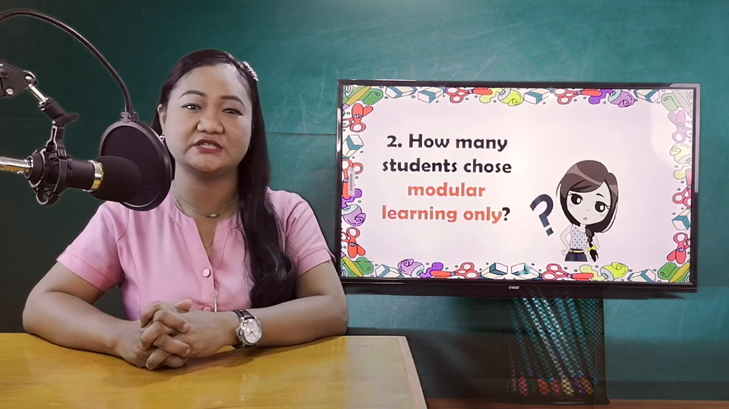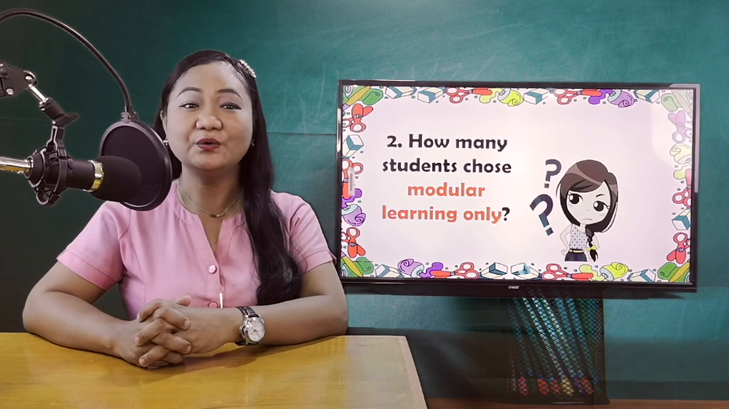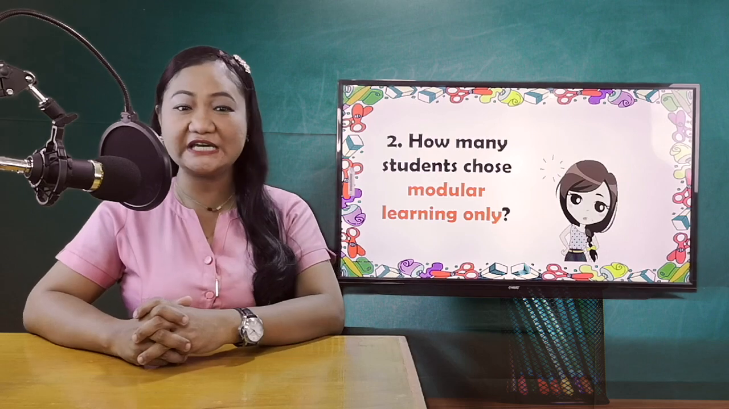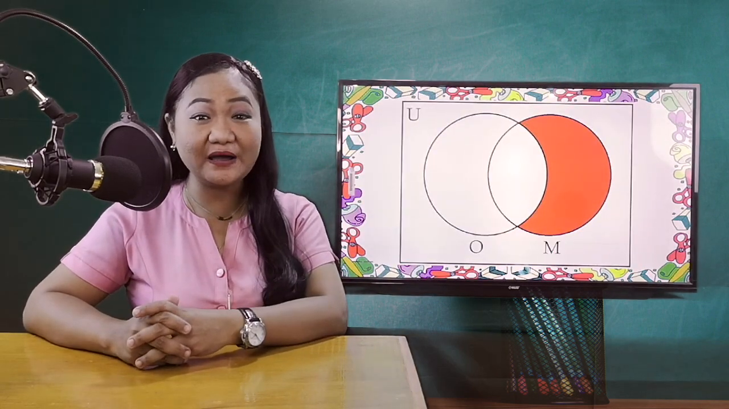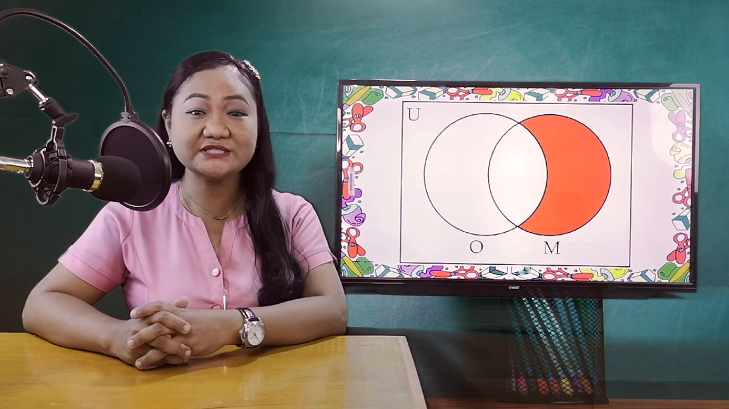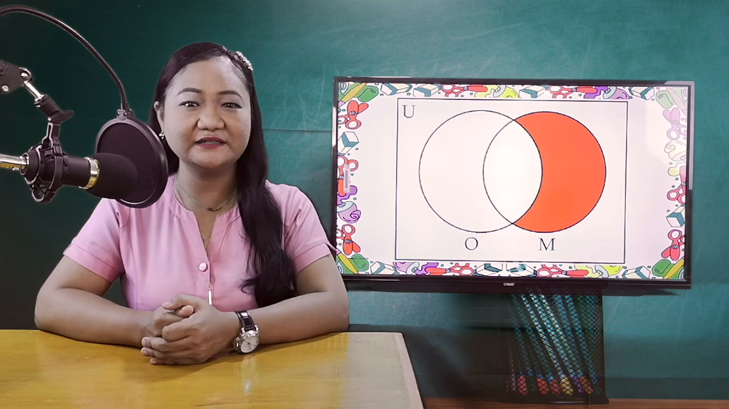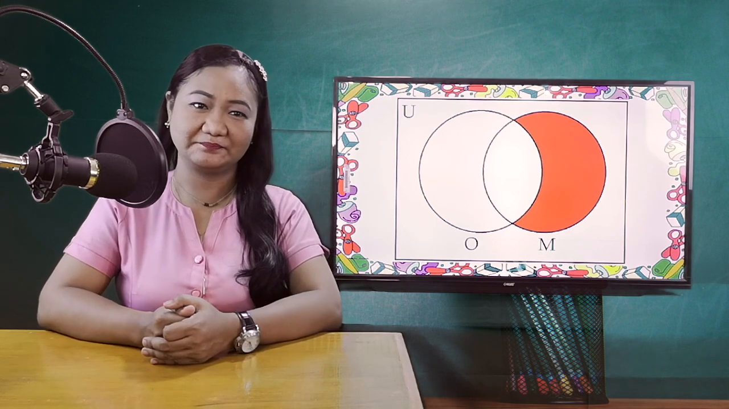This question is actually similar to the first question. It asks us about the number of students who chose modular learning only, as shown in the shaded part of the illustration. This is the part of set M which does not overlap with set O. To solve this part, let's follow the same process in number 1.